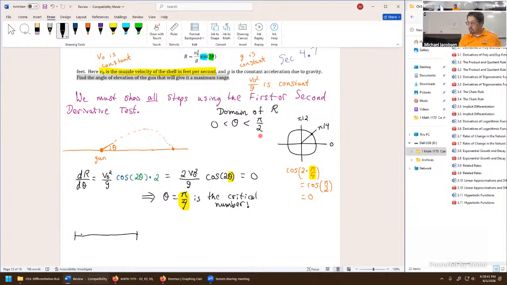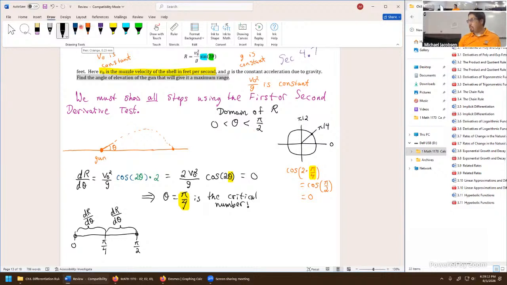This time, my number line looks a little bit more like this. Open circle here for 0, and pi over 2. I'm putting open circles there just to remind me that those are not in the domain whatsoever. Pi over 4 is here, our critical number, and between 0, excluding it, and pi over 4, excluding both of those, we will analyze dr d theta, and same for this interval.